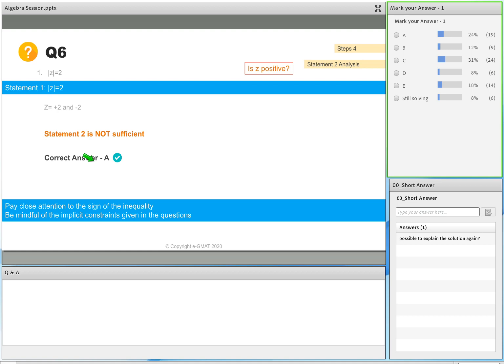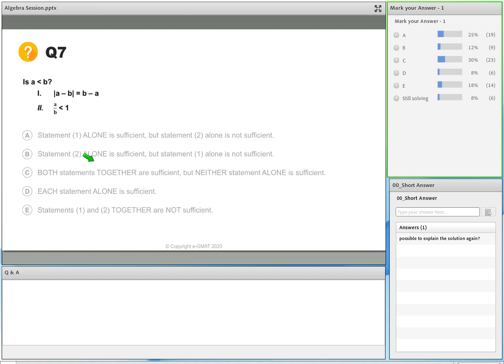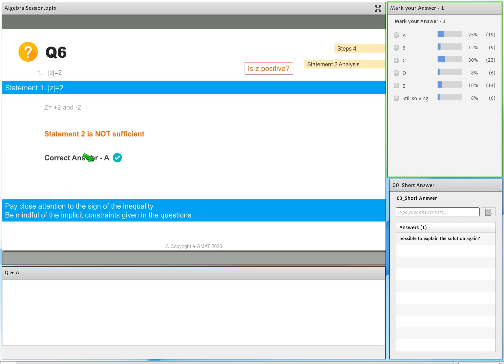Possible to explain the solution again? No, sorry, I can't explain the whole thing again. You will get the recording. Please watch that. In case there's something small, ask me right now or write in the Q&A pod for Atreya to help you. With that, let me move on to the next question, as I see there are no more comments here.